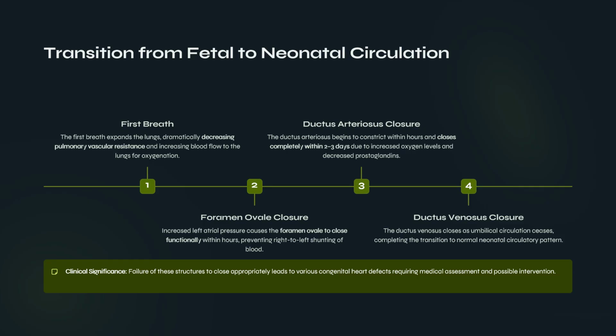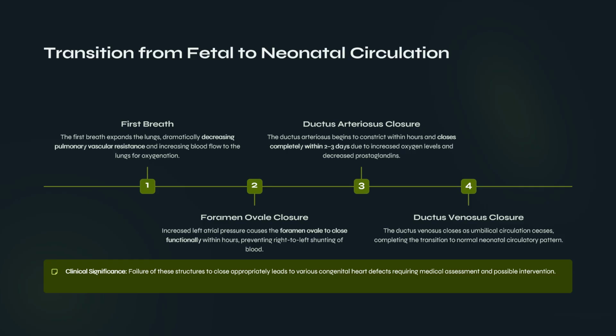Once the lungs expand, it dramatically decreases the pulmonary vascular resistance. Once that happens, it increases the blood flow to the lungs for oxygenation. So after this, the second one is the foramen ovale closure. Immediately increased left atrial pressure causes the foramen ovale to close functionally within hours.